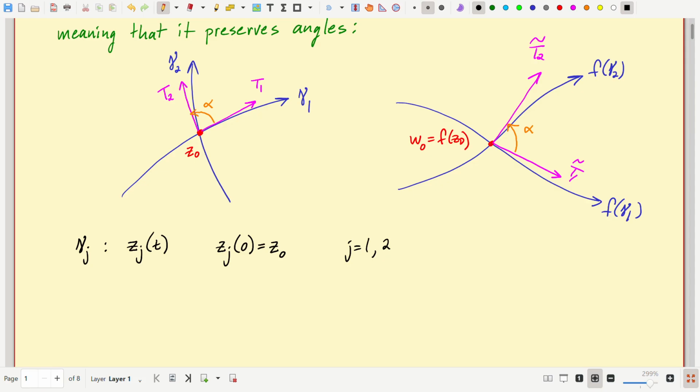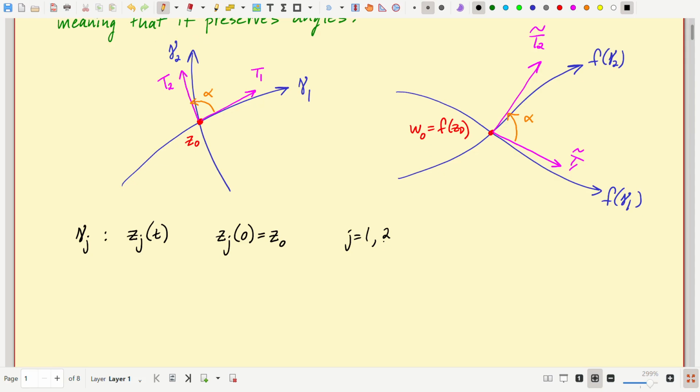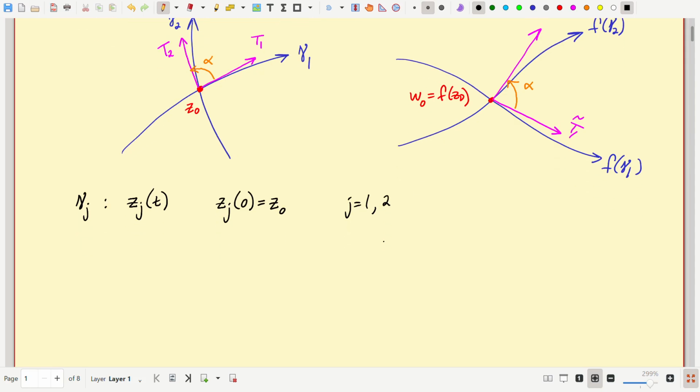Then I'm thinking of those tangent vectors there as complex numbers. So I represent the tangent vectors. I'm not going to normalize them now. I'll just take zj prime, and that would be at 0. That would be the complex number representing the tangent vector. That's a complex number pointing in the direction of the tangent vector.